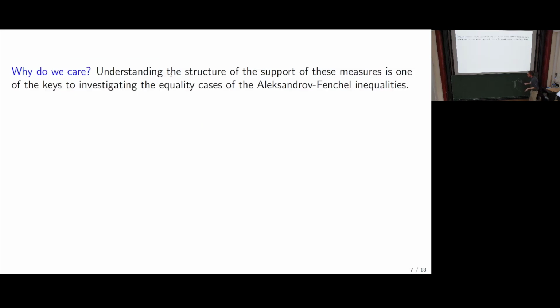So why do we care about the support of these mixed surface areas? Well, this is important in order to understand the extremal cases of the Alexandrov-Fenchel inequality. Since the Alexandrov-Fenchel inequality involves mixed volumes, which can be expressed as integrals on the sphere of a support function, and then we have mixed measures. So that's the original motivation.